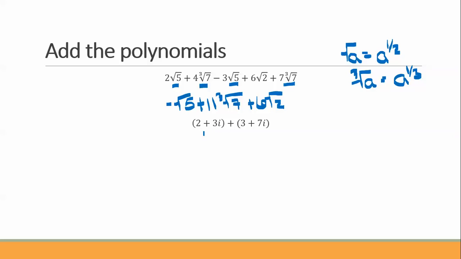Another one to look at, remember these are just complex numbers, and we're going to add the real parts together. So the 2 and the 3 are the real parts, so we're going to add 2 plus 3 is 5, and then we're going to add the imaginary parts together. 3i plus 7i is 10i.